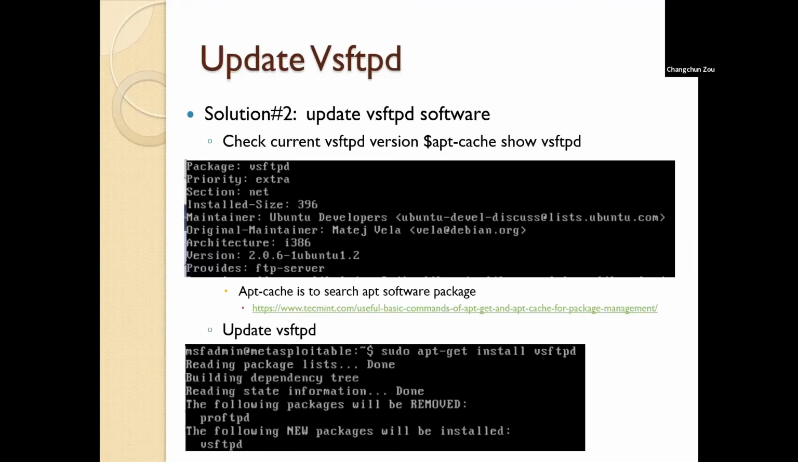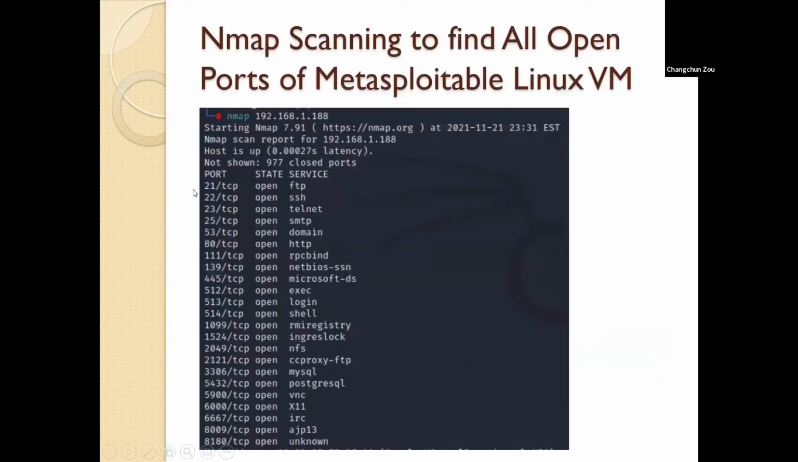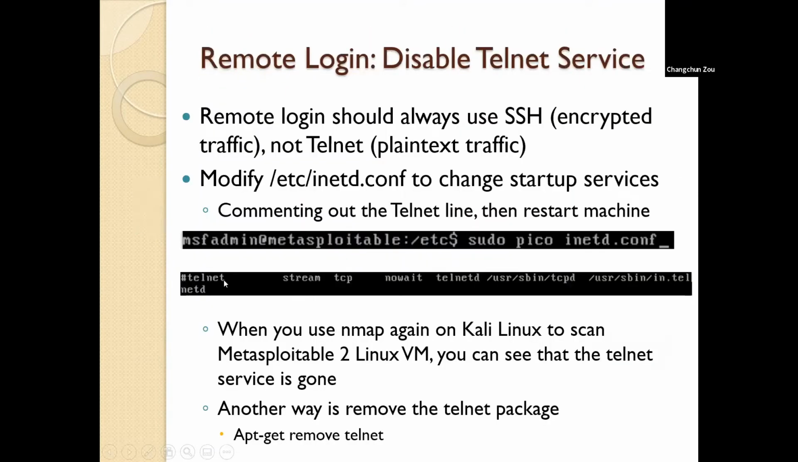So that means for the previous Telnet service, even if you don't disable Telnet, you can simply set up an iptables firewall rule to drop any incoming traffic to TCP port 23. Then even though you are not disabling the Telnet service in Metasploitable Linux, it is still not vulnerable to Telnet attack anymore because we blocked that port.